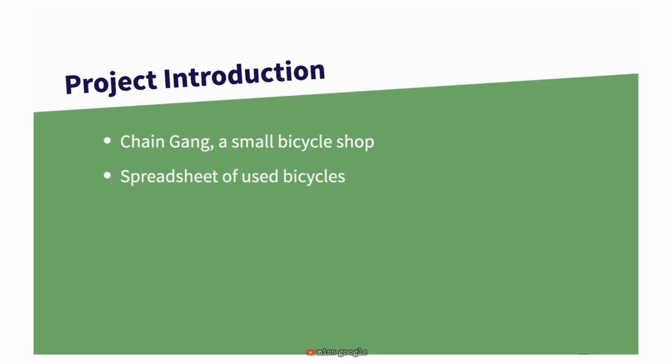What they want is a way to put that spreadsheet on their website. They want to do it as simply as possible. They don't want to have a database, have an admin area, or any kind of user authentication. They want to just be able to take this spreadsheet and periodically update the list of bicycles available on the website.